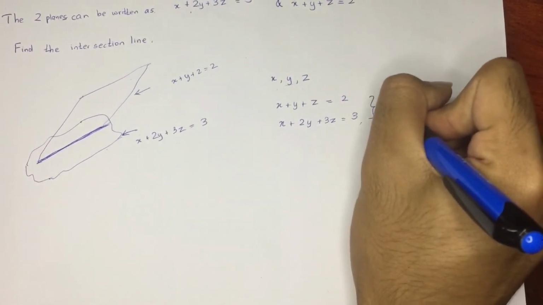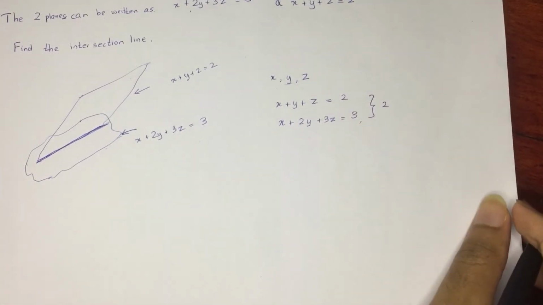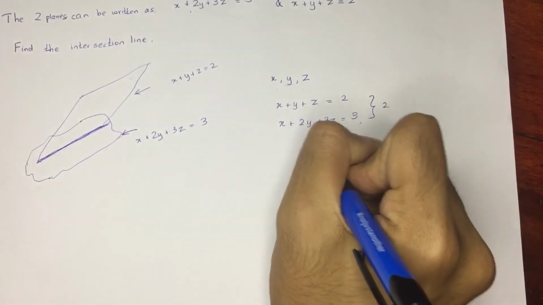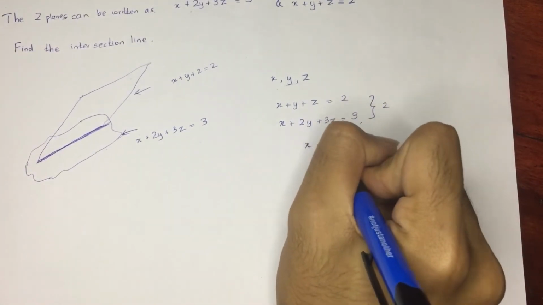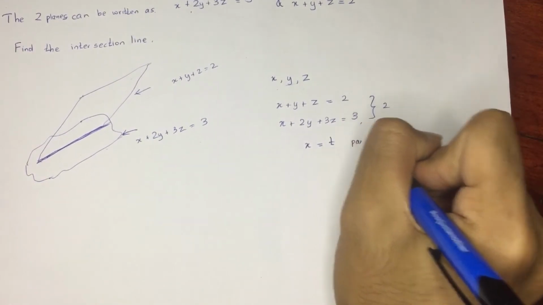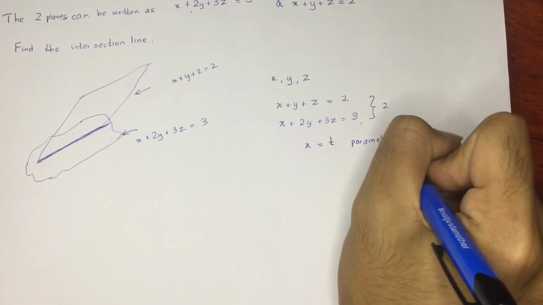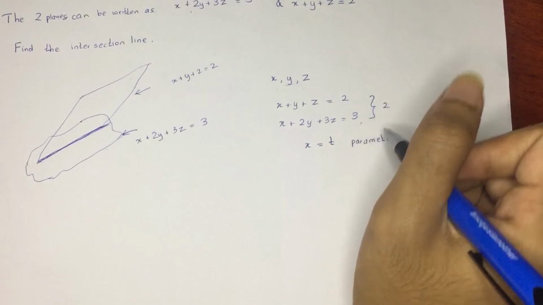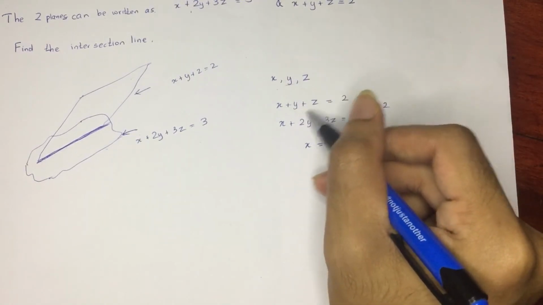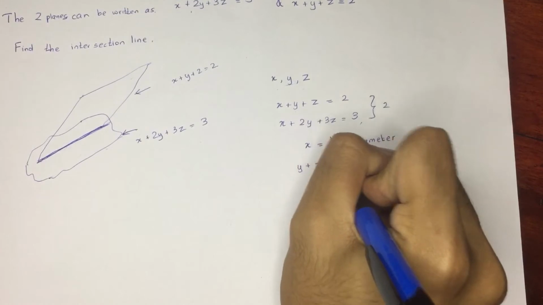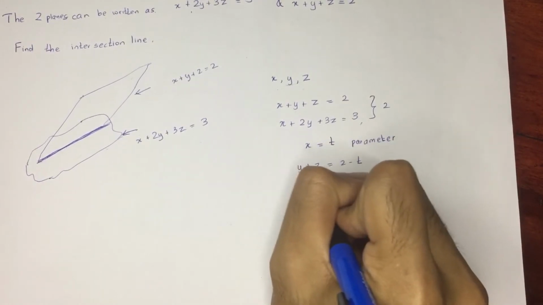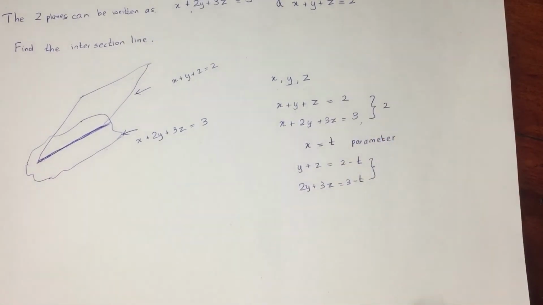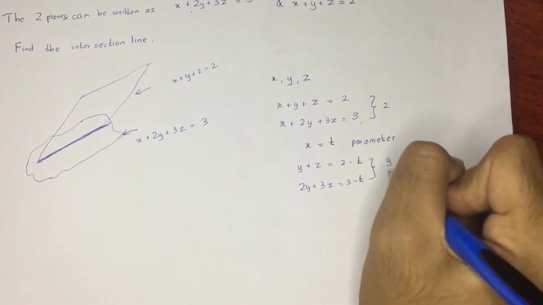So here we have only got two equations. So how do we find the third equation? The thing here is we are going to use a parameter. Let's say x equals t. This is a parameter. As we already know, when we define an equation for a line, we need to have a parameter. So I'm going to use x equals t. If I substitute here, I get y plus z equals 2 minus t, and 2y plus 3z equals 3 minus t. From that we can solve these two and get values for y and z.